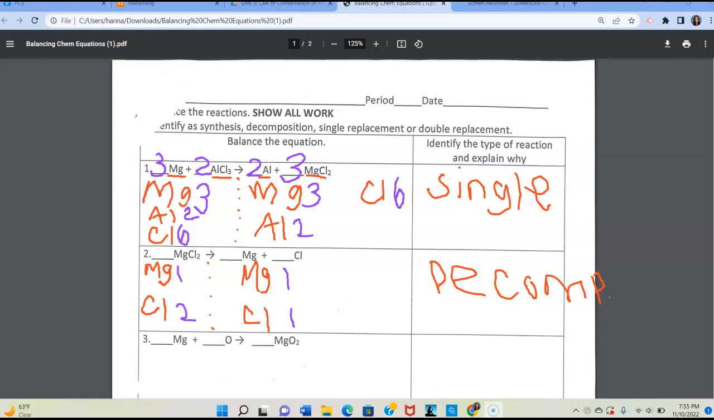I've got to fix that, all right? And again, I'm going to start with the side that has the least number of coefficients. And all I have to do here, the only thing I have to do, is add a 2 to my chlorine, right? And once I do that, I erase the original number. Now I have 2 chlorines, and now my chlorines are balanced, right? That is a much easier problem.